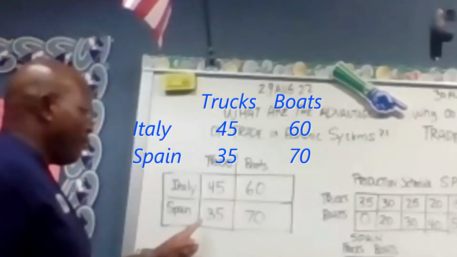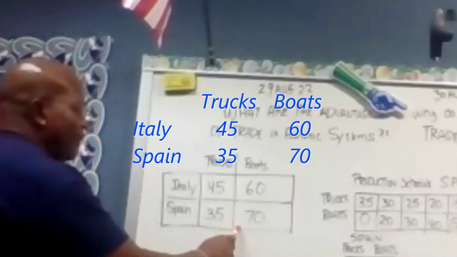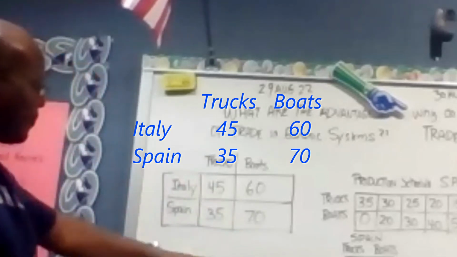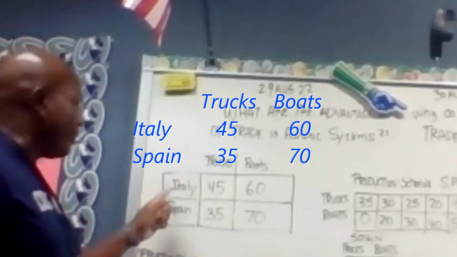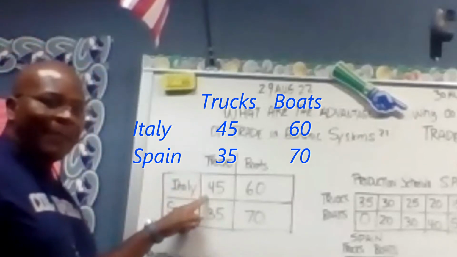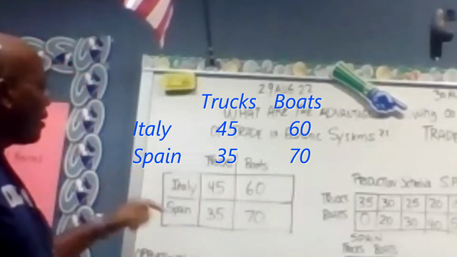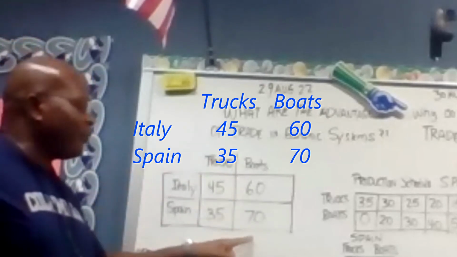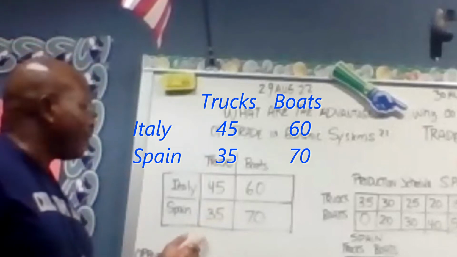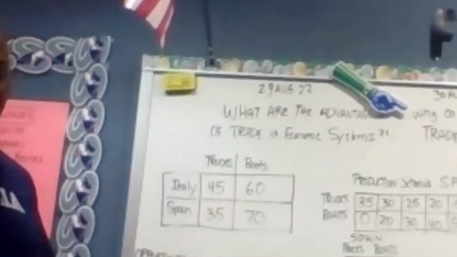Spain can make 35 trucks or 70 boats. Okay, looking at opportunity cost. What's the opportunity cost? If Italy chooses to make 45 trucks, their opportunity cost would be the 60 boats. What's the opportunity cost if Spain decides to make 70 boats? The opportunity cost would be those 35 trucks because they couldn't make them with their available resources.